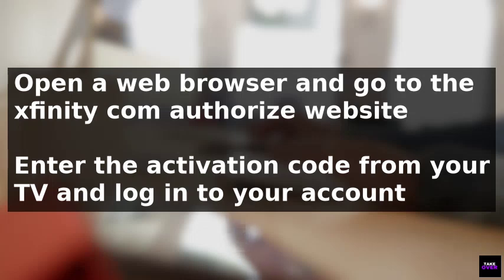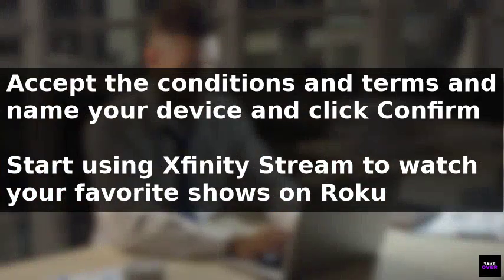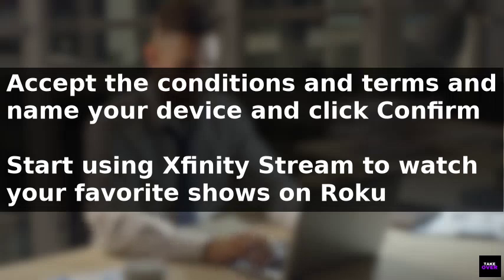After a success message appears, accept the conditions and terms. Name your device, and click Confirm. You will now see the main menu, and you can start using Xfinity Stream to watch your favorite shows on Roku. By following these steps, you can easily install and activate Xfinity Stream on your Roku device.